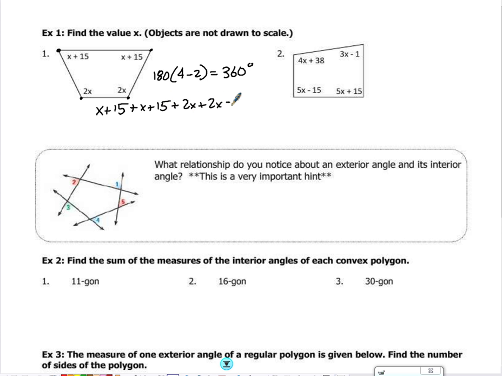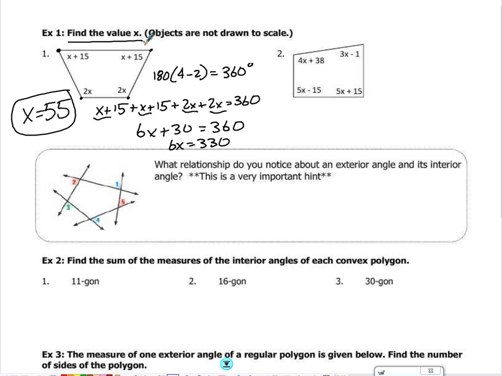When I add up x, x, 2x, 2x, I end up with 6x plus 30 is equal to 360. When I subtract 30 from both sides, I get 6x is equal to 330. Last step is to divide 330 by 6, and x is equal to 55. Since they only want me to find the value of x, I'm just going to stop right there. Okay? So go through that same process with number 2 and see if you can get the answer, which is on the key to the notes.